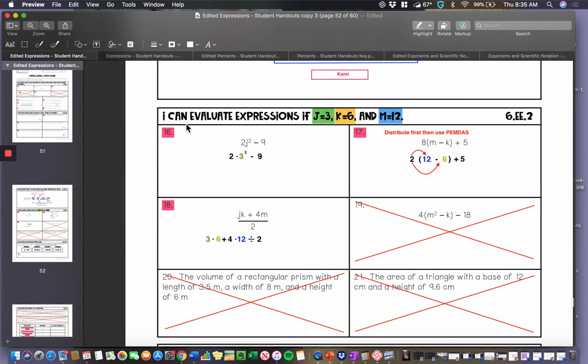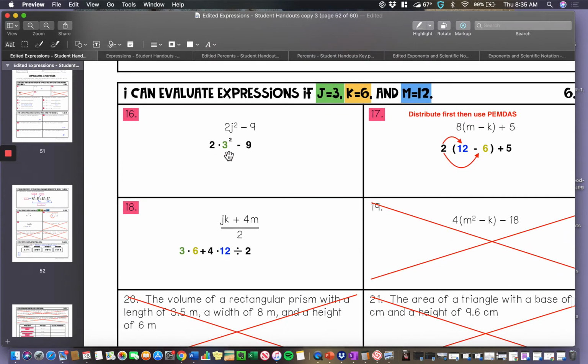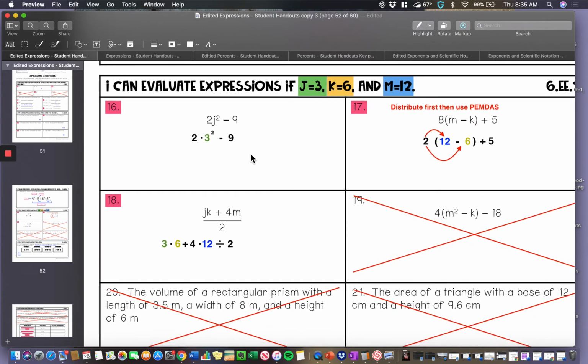Next box down, it says I can evaluate expressions if j equals 3, k equals 6, and m equals 12. So I did go ahead and plug in those numbers for you. Because remember, if we are going to replace the variable and it tells us what it is, all we got to do is plug it in. So j is 3. So we have 2 times 3 squared minus 9. And you're going to be following your order of operations here.